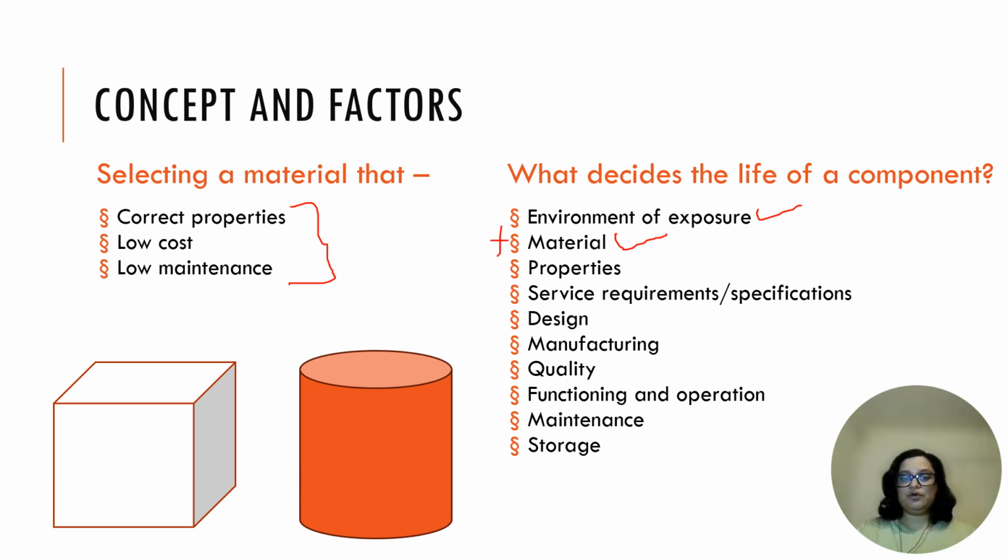Then the properties. Suppose you have got an excellent environment of exposure, your material is also perfect for the environment, but the properties are not enough to sustain the operation. For example, suppose this is a tank and it requires that it should contain certain liters of an acid, and that's your service requirement, and your material does not have the strength to sustain that many liters, so obviously it is going to fail. So a combination of properties and service requirements is critical even if your environment and material are correct.